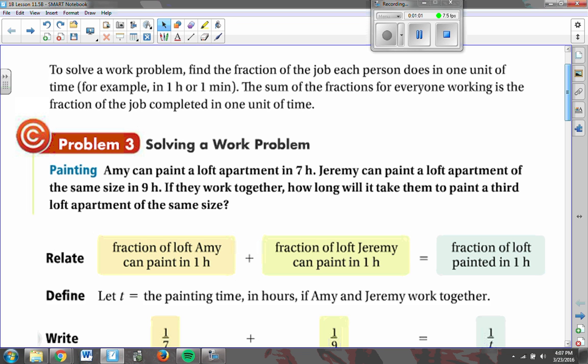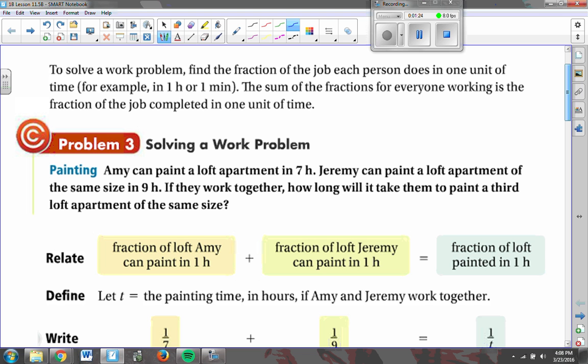So here's our problem. It says Amy can paint a loft apartment in 7 hours. Jeremy can paint a loft apartment of the same size in 9 hours. If they work together, how long will it take them to paint a loft apartment of exactly the same size? Now, it's not just 2 hours. It's certainly not 16 hours.